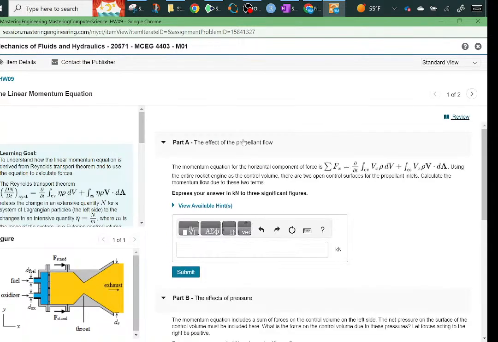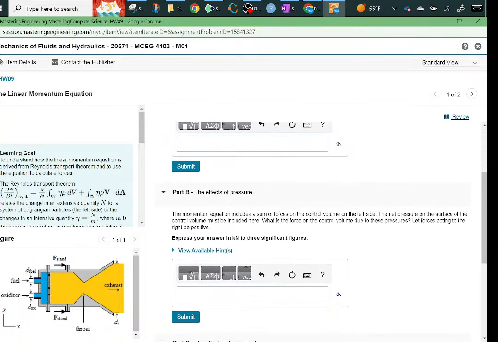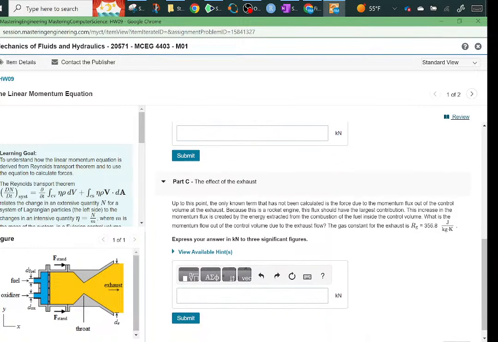Okay. Using the entire rocket engine, calculate the momentum flow due to these two terms. Which two terms? Okay, the horizontal portion. Using the entire rocket engine as a control volume, there are two open control surfaces for the propellant inlets. Oh, so you just want to know the components there. Now, the momentum equation is similar to the force on surface, and what is the force on the control volume due to these pressures? Okay, so you have a pressure here, pressure here. Let's force to act in the right be positive.